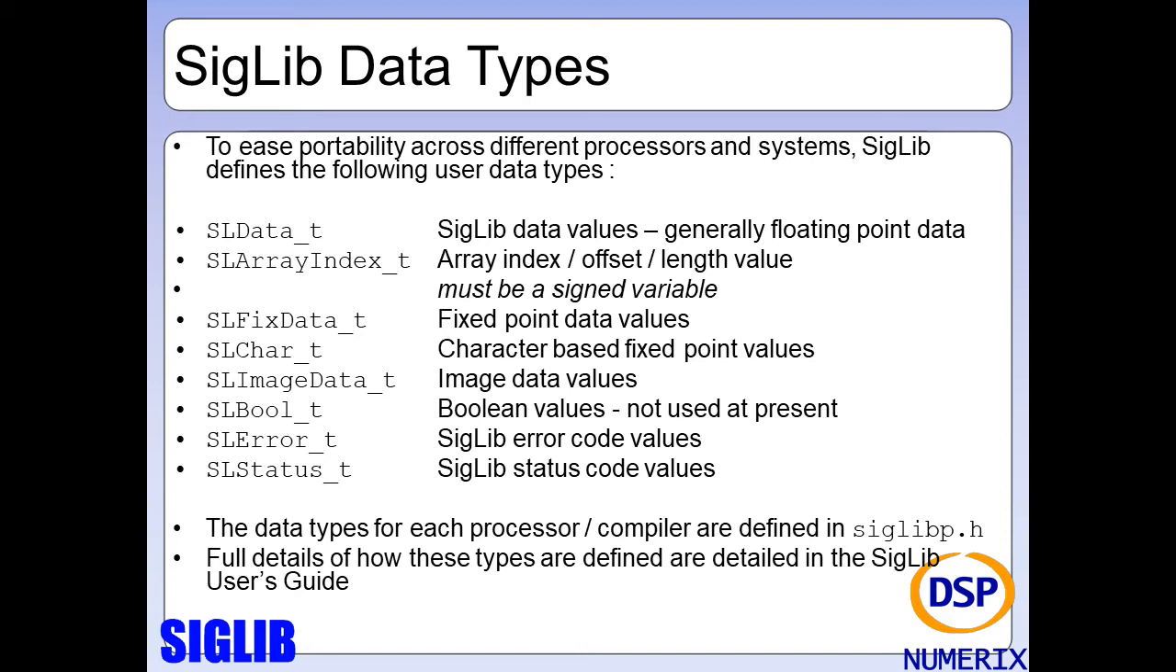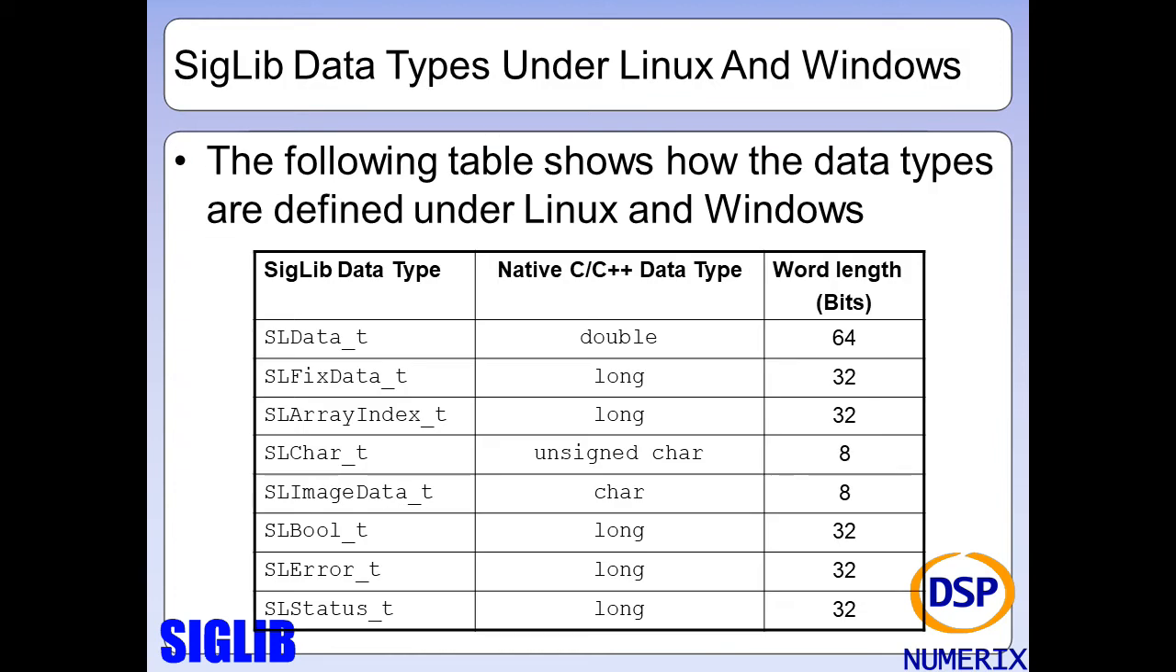If you wish to use a new combination of processor and/or compiler, you're welcome to go into the SigLib_p.h file and edit the standard file to match your specific requirements. Full details of how these types are defined are included in the SigLib User's Guide. This slide shows how the SigLib data types are declared under Linux and Windows. The primary SigLib data type, SLData_t, is declared as double.